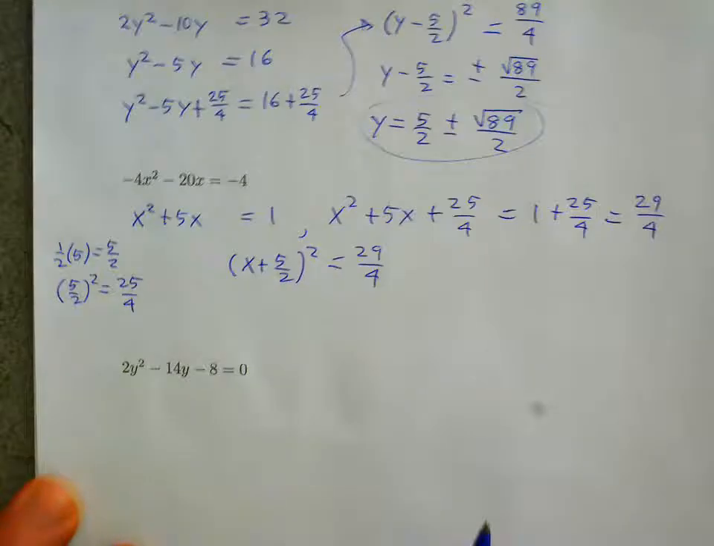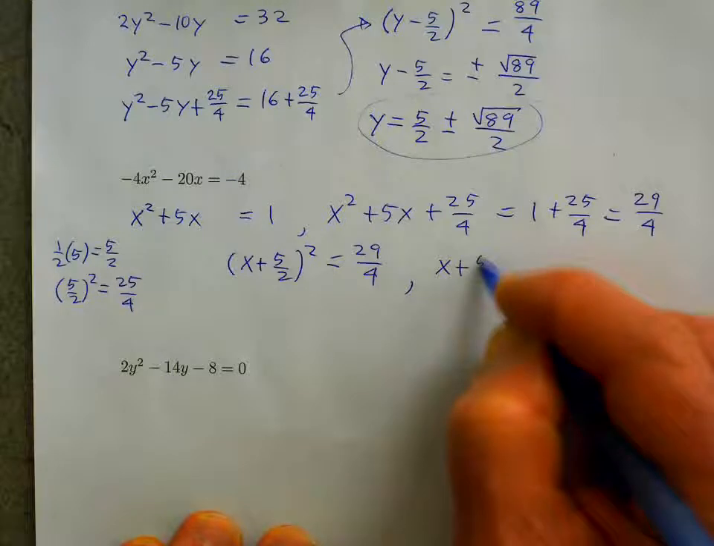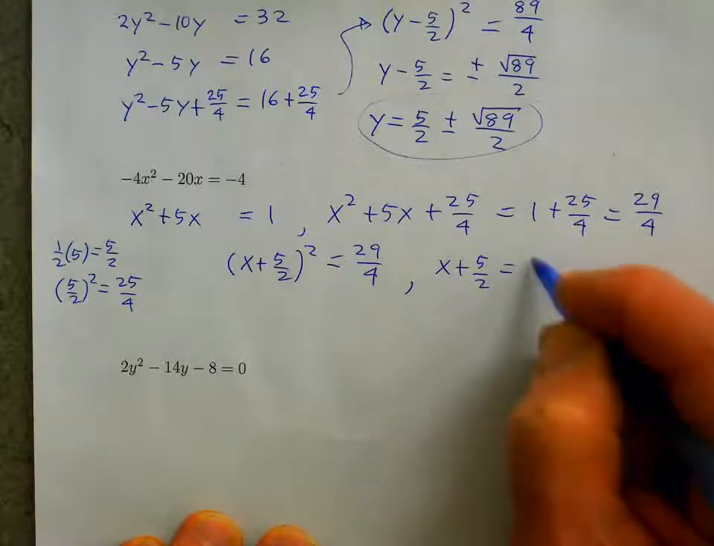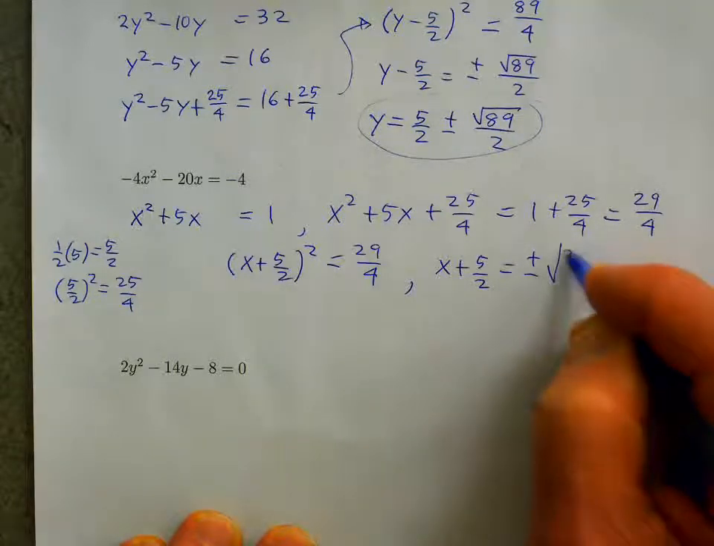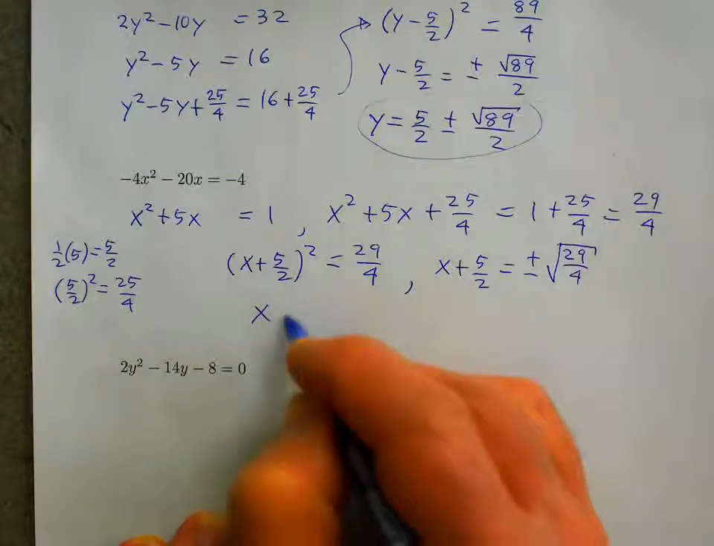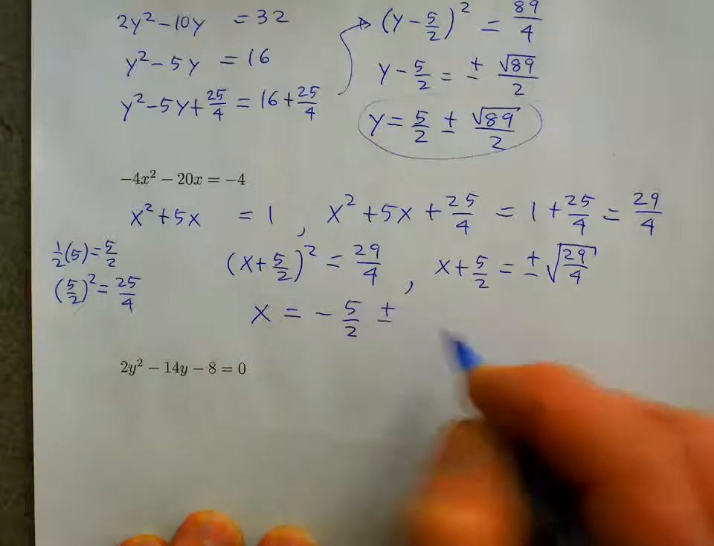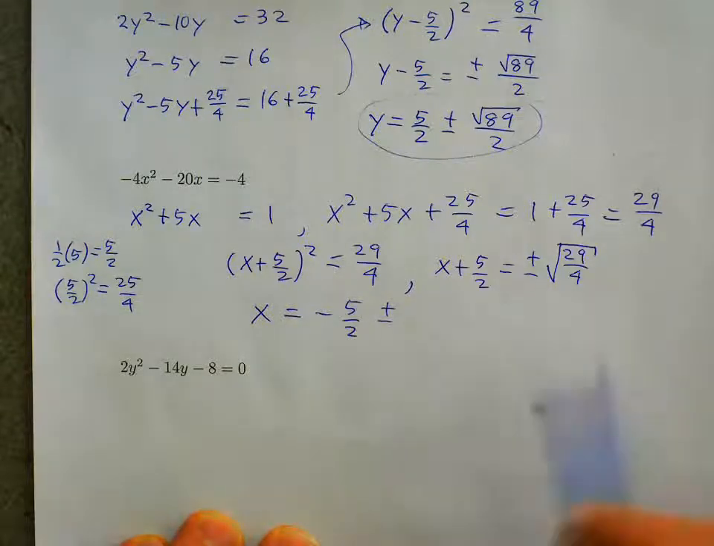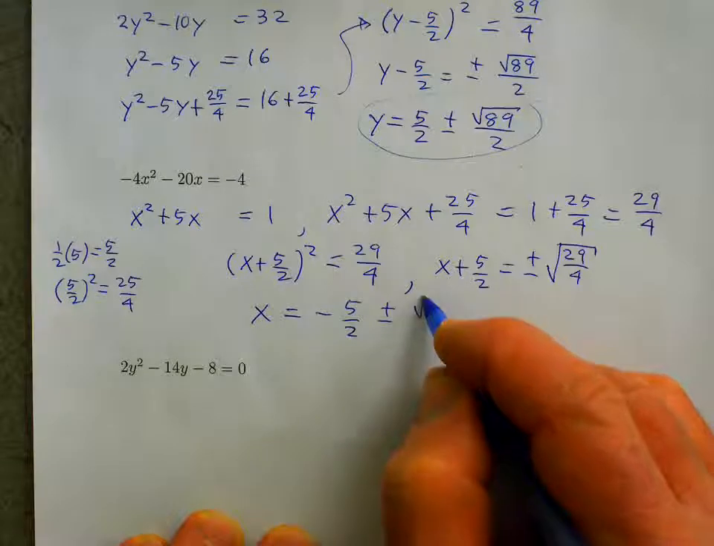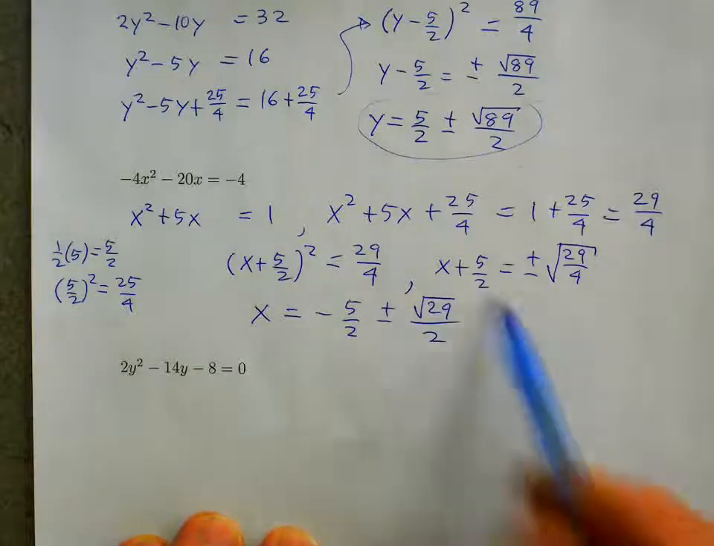Then apply the square root property. We get x plus 5/2 equals positive and negative square root of 29/4. And then x equals negative 5/2 plus and minus. We simplify the square root of 29/4, so we have the square root of 29 in the numerator and 2 in the denominator.